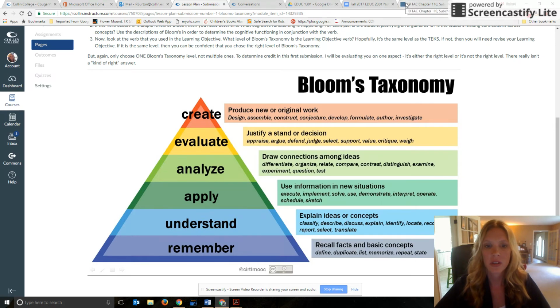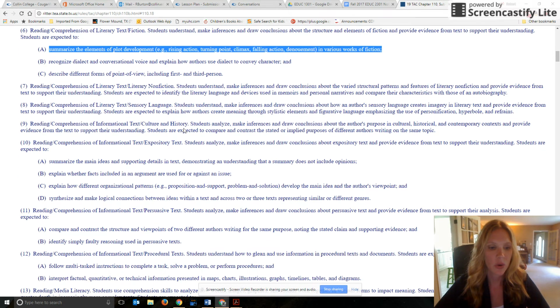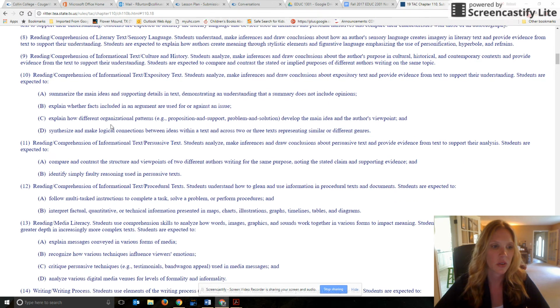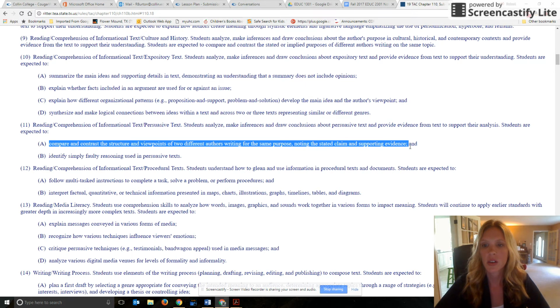The higher ones are honestly a little bit harder to find. We have to look at what thought process might be analyzing or judging or creating, which means you're pulling from lots of different things to create a new scenario. One of the ones that I found here in the reading is to compare and contrast the structure and viewpoints of two different authors writing for the same purpose, stated claim, and supporting evidence. That's one of the key ones. When we're asking students to support their claim with evidence, that's leading us more to that higher order thinking.